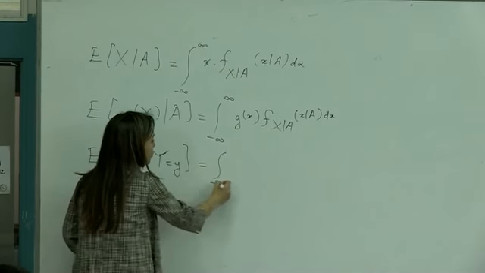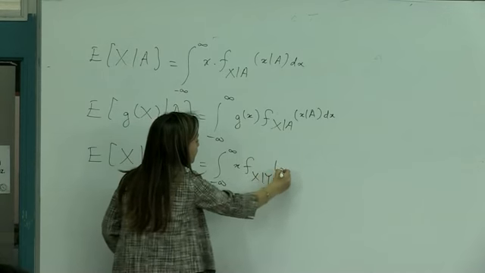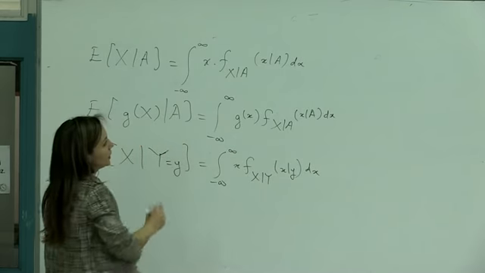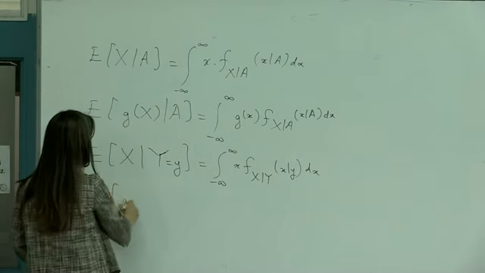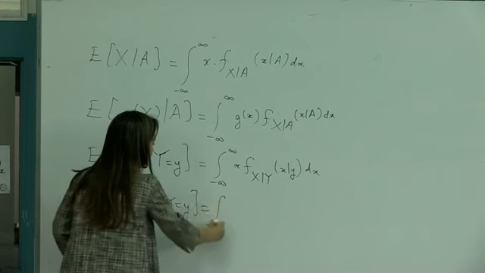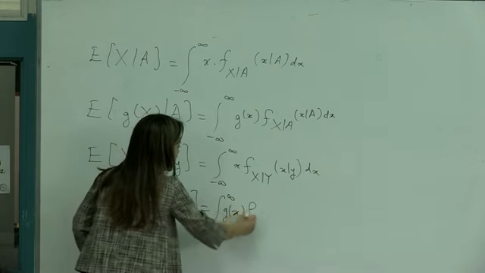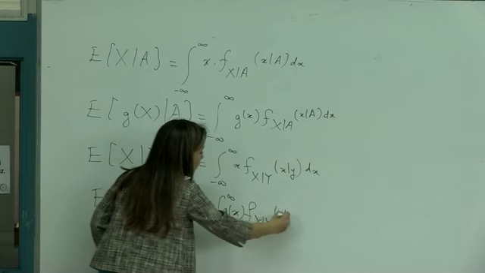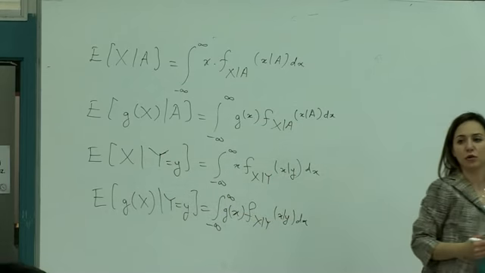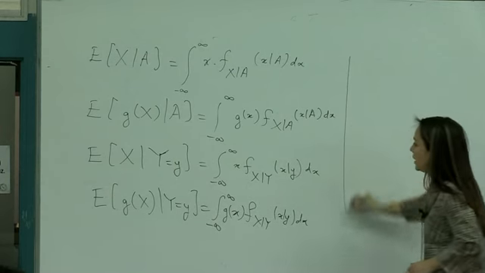All we need to do is use the conditional PDF f_{X|Y} dx, right? Similarly, the expected value of g(X) given Y equals y is the integral from negative infinity to infinity of g(x) times f_{X|Y}(x|y) dx. This should be clear because at this point it's more like a review than anything new.